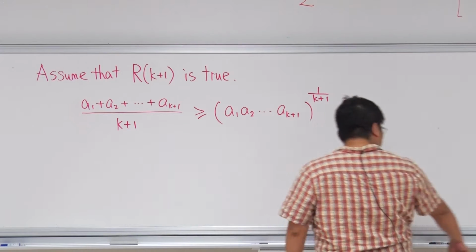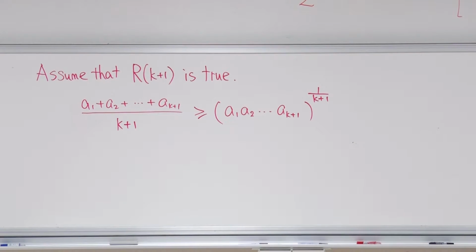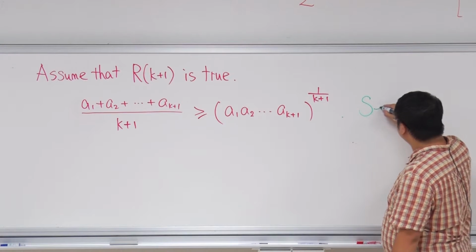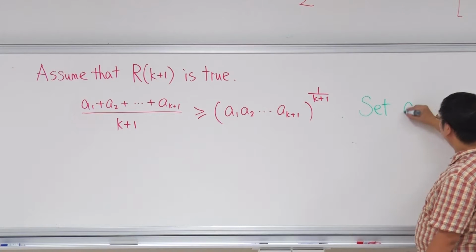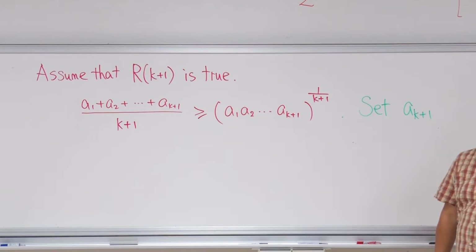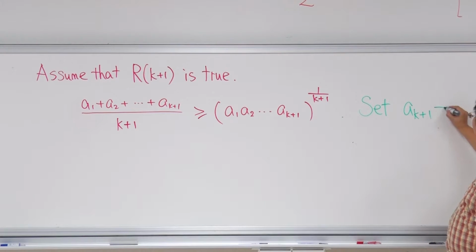Now, the crazy part is we find a special thing to substitute for A(k+1). So here, this is the crazy thing. We want to get rid of A(k+1) in a strange way. So we want to take A(k+1) to be the average of the other k numbers.